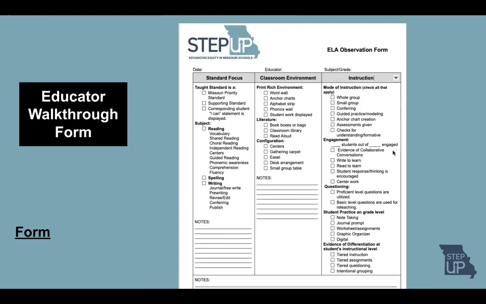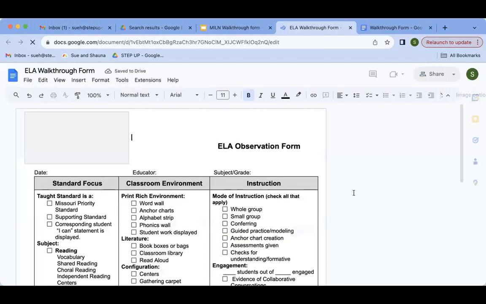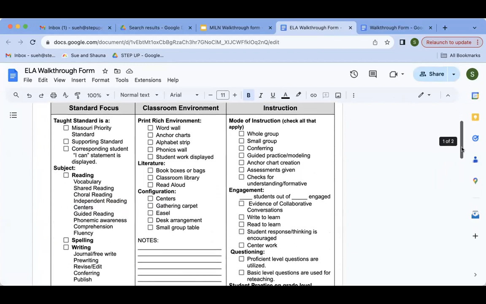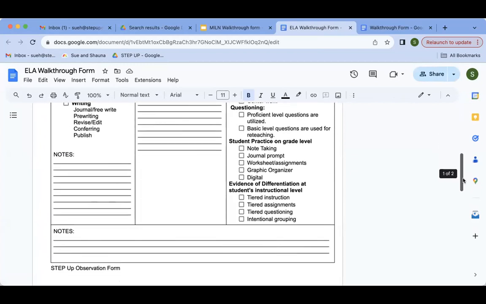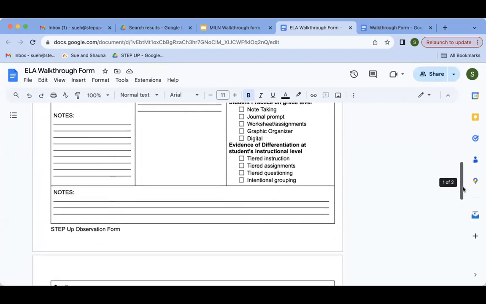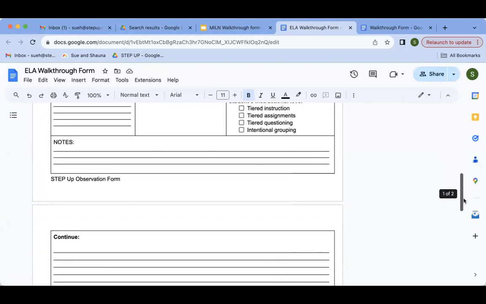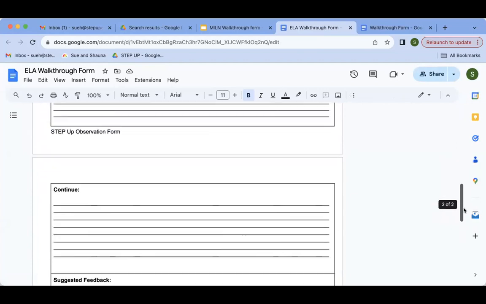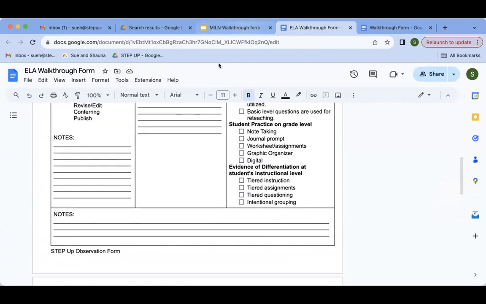You're going to see some of the same indicators as you saw on the previous walkthrough form, the level of questioning, how students are practicing, and differentiation. And then once again, the form's going to look very similar to what I just showed you, but just for example's sake, to see that you can write on it, and then there's a place for notes. We're going to ask, what practices do we want teachers to continue, and what would be immediate steps for feedback?